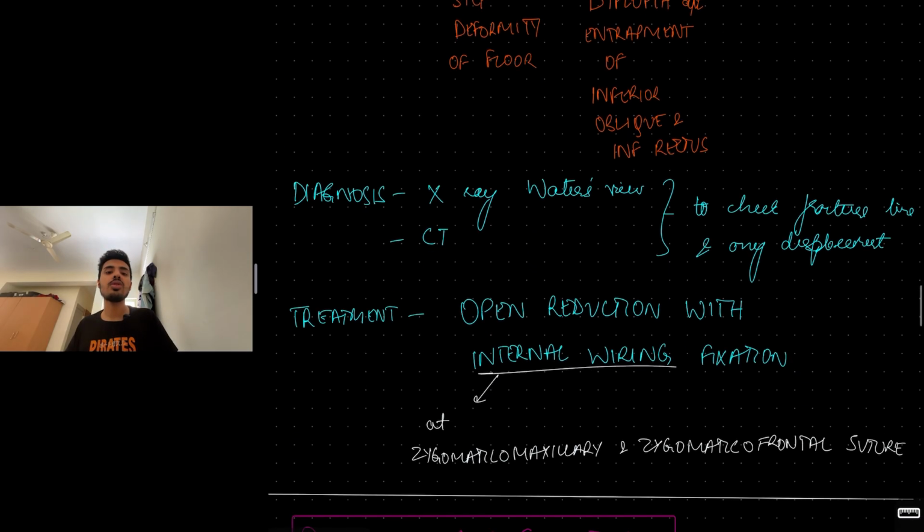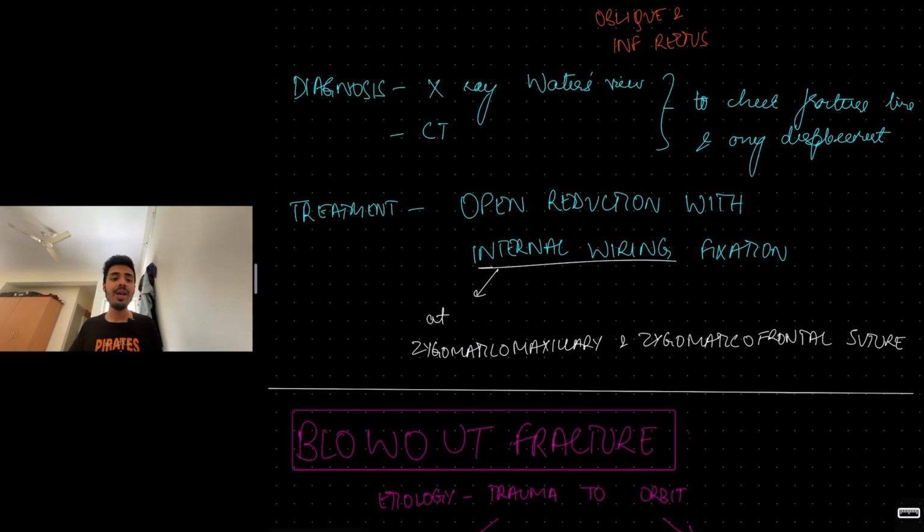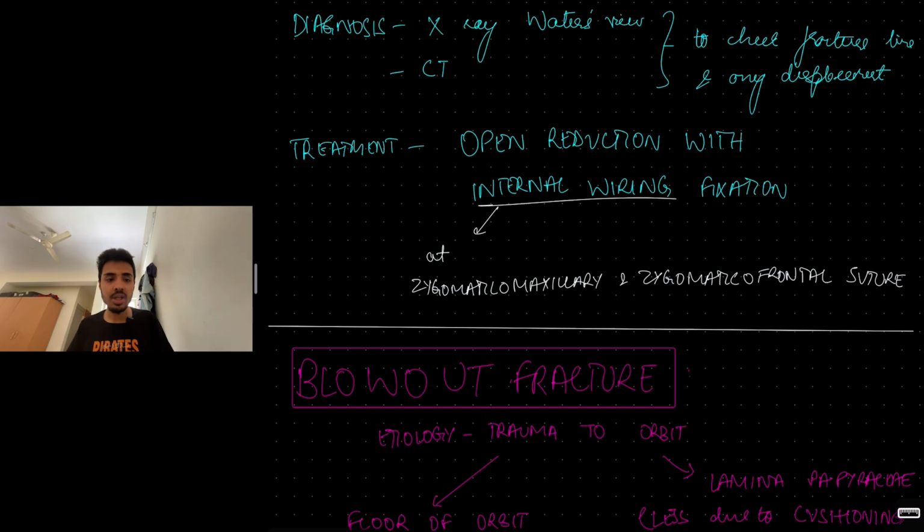How will you diagnose tripod fracture? When you do an X-ray or a CT through Waters view, you can see the fracture line. You can also see the displacement of any fractured bone fragments, etc. Treatment of tripod fracture is through open reduction with internal fixation by wiring. And this internal wiring fixation in tripod fracture is done at the zygomatico-maxillary suture and also at the zygomatico-frontal suture. So at two places you will do wiring fixation.